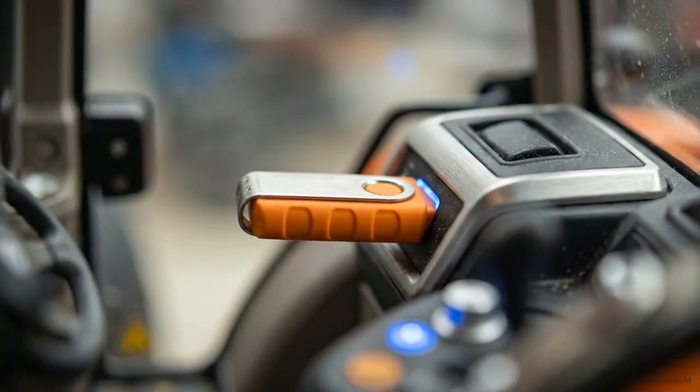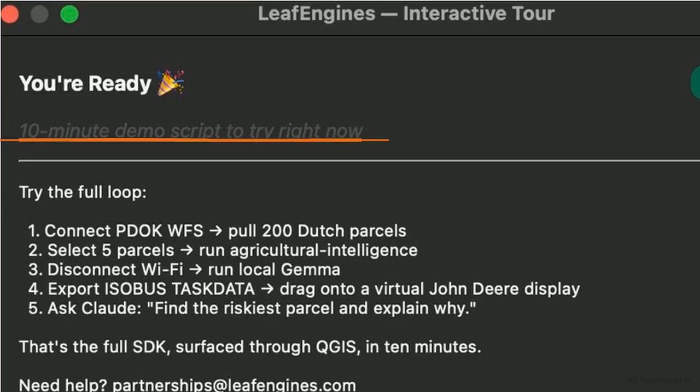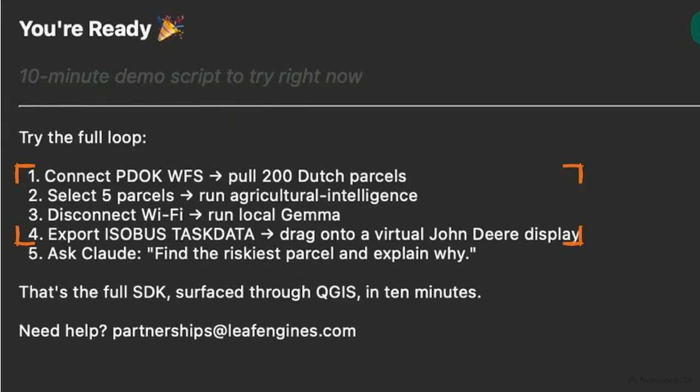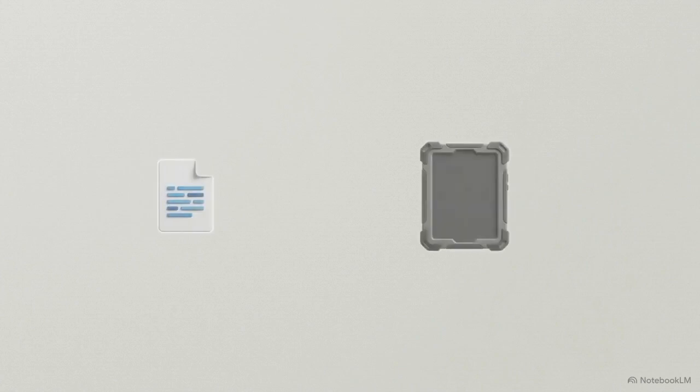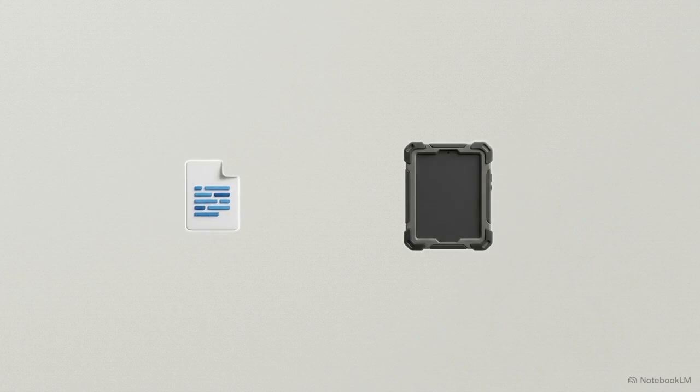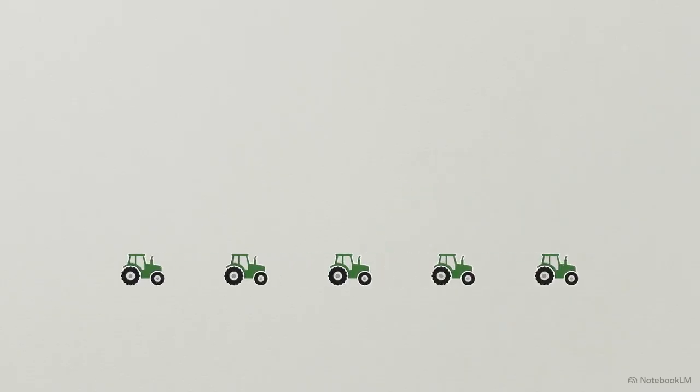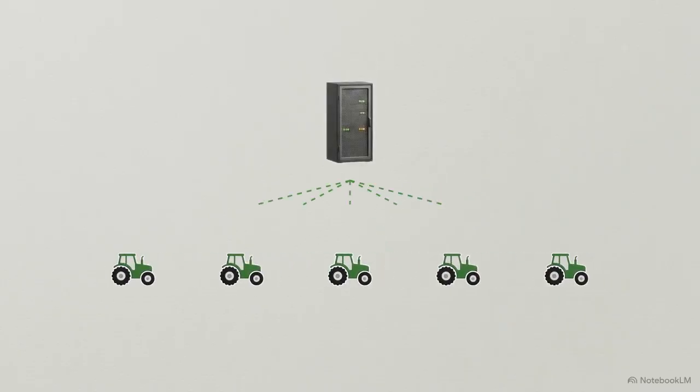In about 10 minutes, you have completed the full loop. You pulled raw geometry, fused it with soil and water data, ran an offline AI analysis, and formatted the output for a tractor display. Your next step is to drag your generated files into a virtual display environment to verify the mapping. For deploying this architecture across an entire fleet, reach out to the partnership team to discuss enterprise scaling.